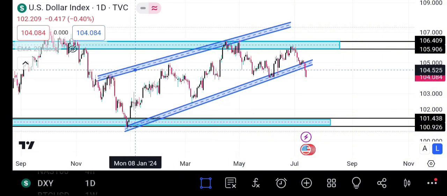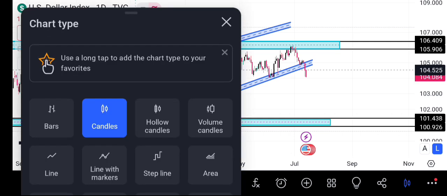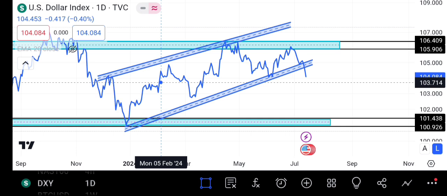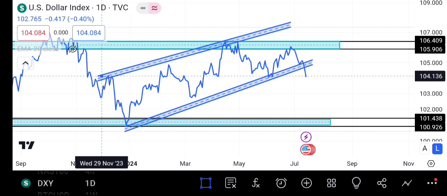I know that I'm a bit slow when I'm analyzing. It's because I don't want to rush the process of analyzing this market. I want to understand where the market is going. Understanding market structure is very important.